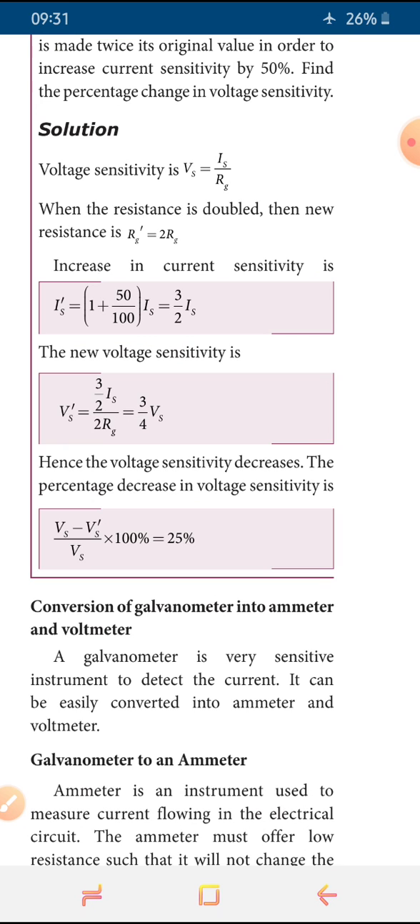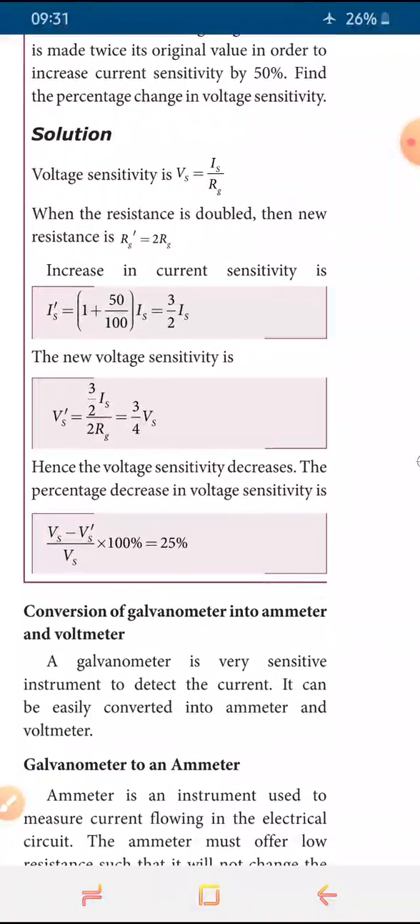The percentage decrease in voltage sensitivity we can write as Vs minus Vs dash over Vs into 100 percentage. Then the answer will become 25 percentage. So the voltage sensitivity of the galvanometer decreases by 25 percentage. So it is clear from this answer.